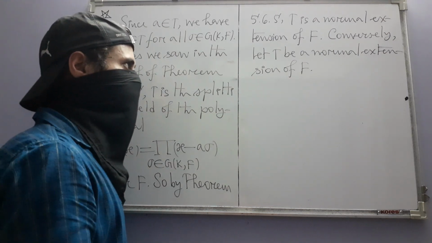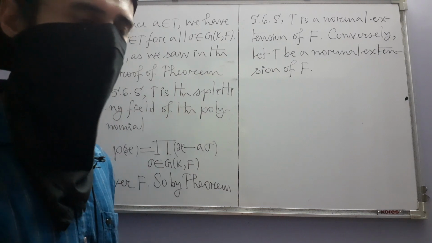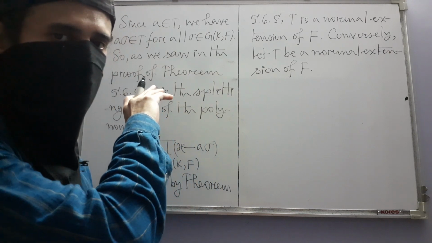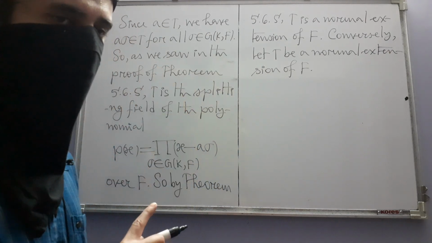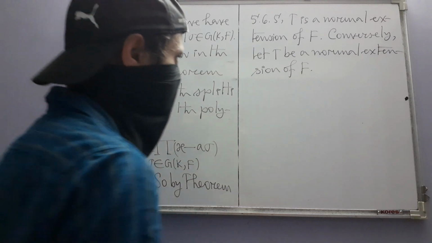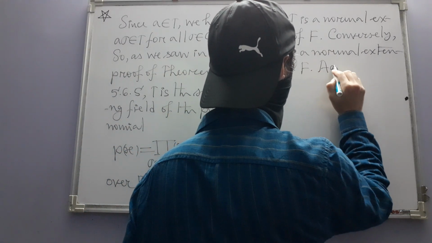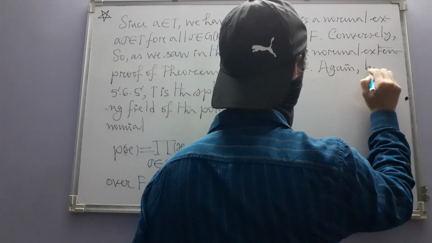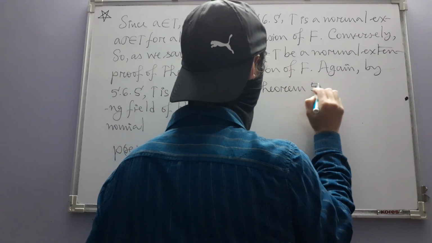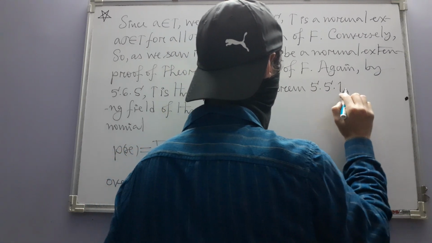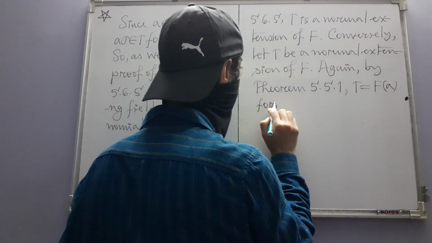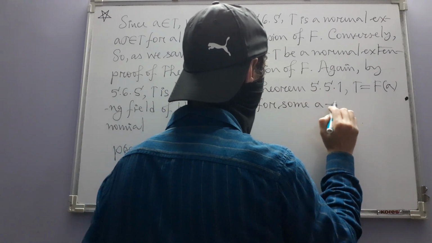So if we are able to prove that the converse is also true, then T being a normal extension of F will be equivalent to that condition. So we can then work with that condition. Okay. Again, by theorem 551, T is equal to F(a) for some A belonging to K.